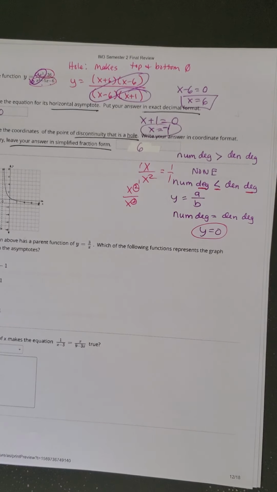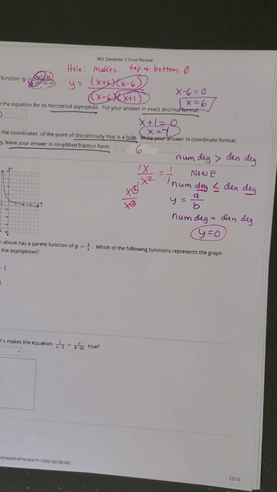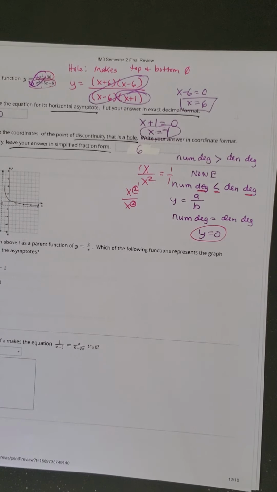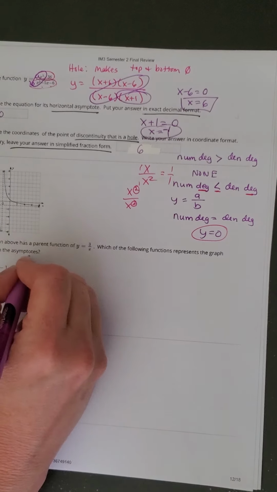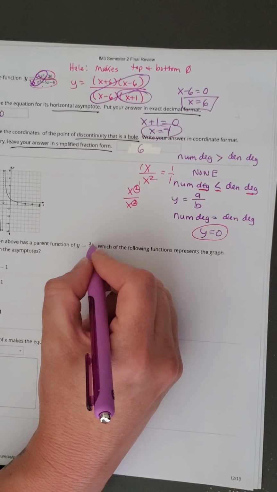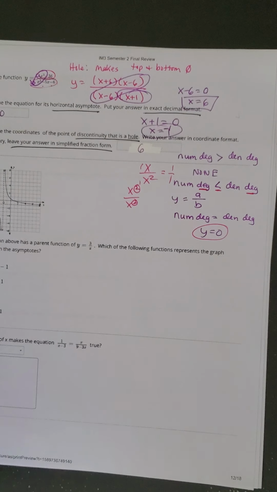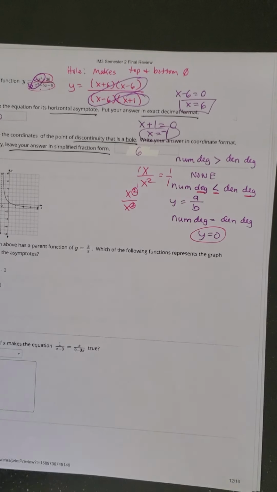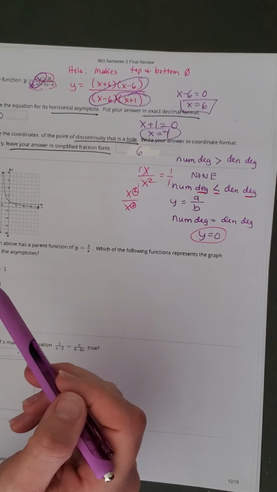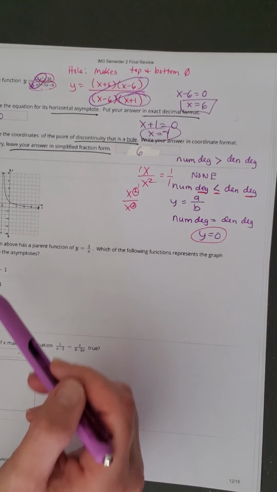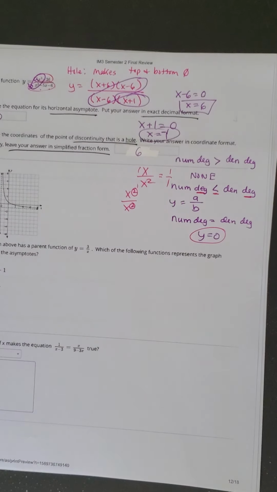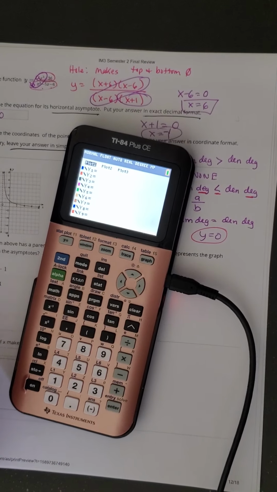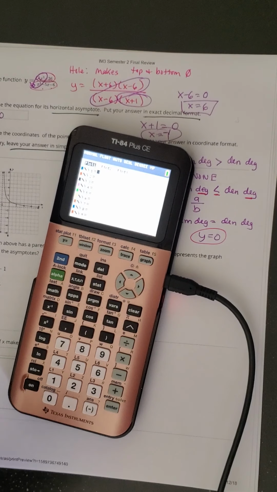All right, next one. The function above has a parent of y equals 3 over x. Which of the following functions represents the graph based on the asymptotes? Okay, so for the parent 3 over x, if you want to use a graphing tool, you can, but you still have to explain to me how you know which of these is the correct answer. You can't just plug these in and say, oh, that's the one. You have to show me how you knew.